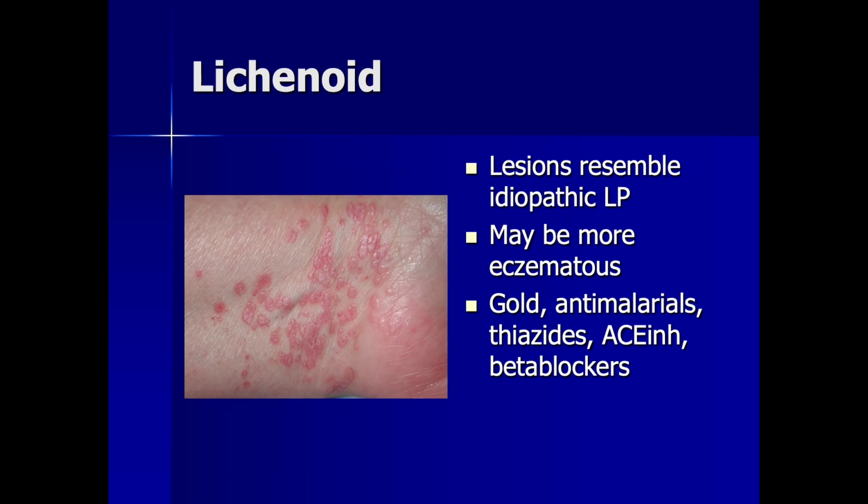Drugs can produce lesions resembling idiopathic lichen planus. So these are flat-topped, shiny, violaceous lesions which tend to occur on the ankles, wrists, and can spread from there. The lesions can look like ordinary idiopathic lichen planus, but they may have slightly more eczematous features. Perhaps the most implicated drugs are gold, used to be used to treat rheumatoid arthritis. We've got much better drugs these days. Antimalarials, thiazides, ACE inhibitors, beta blockers.